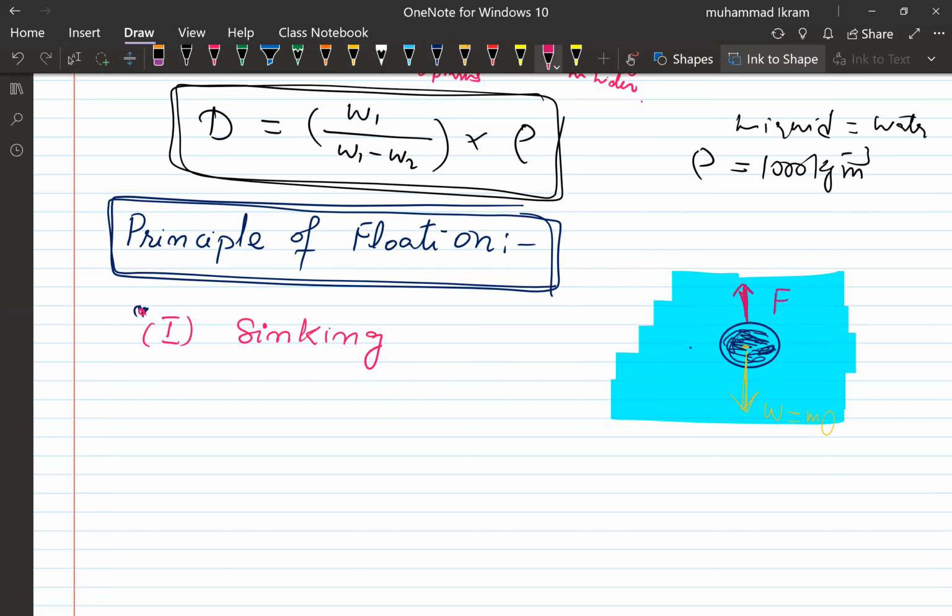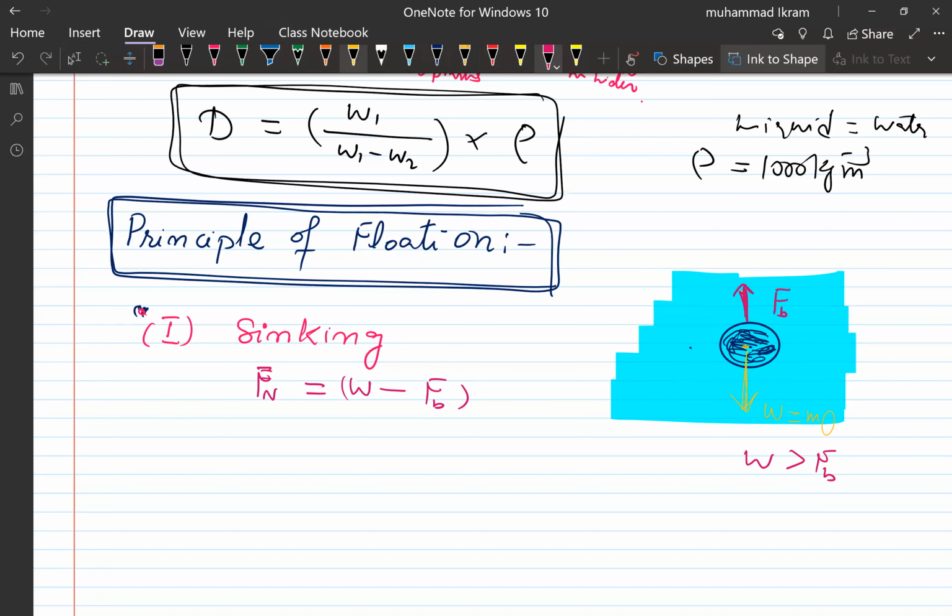I will explain the upthrust in a moment. So the sinking will happen if we look at the resultant force, that is, the weight of the object is greater than the buoyant force acting on it, right? The net force F: if the weight is greater than the buoyant force, then the F net force will act in the downward direction.